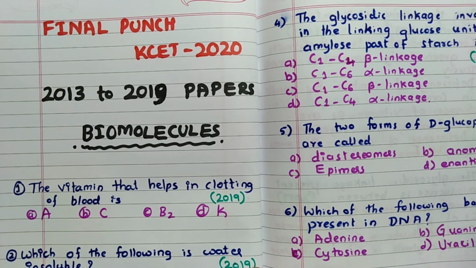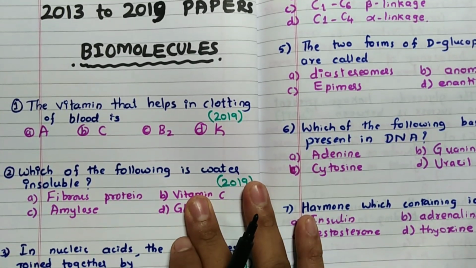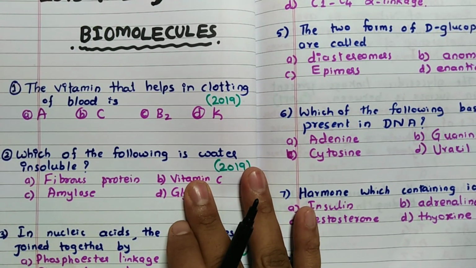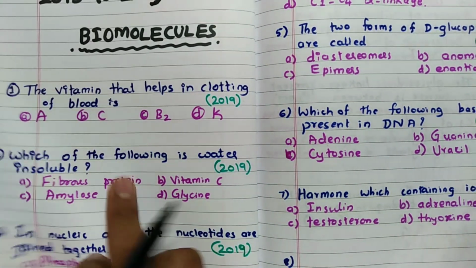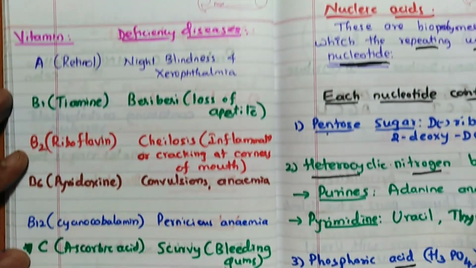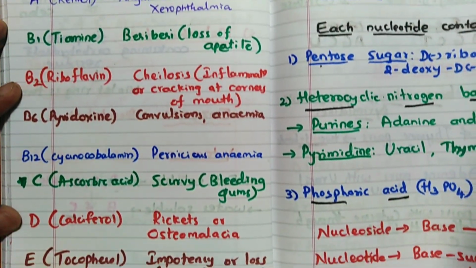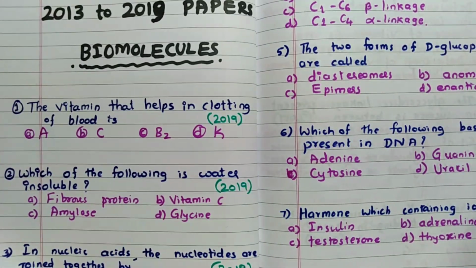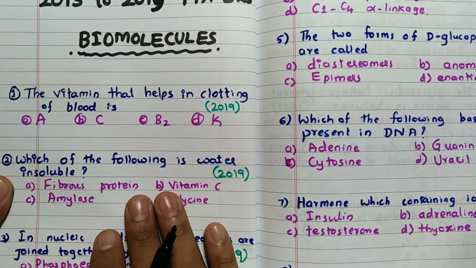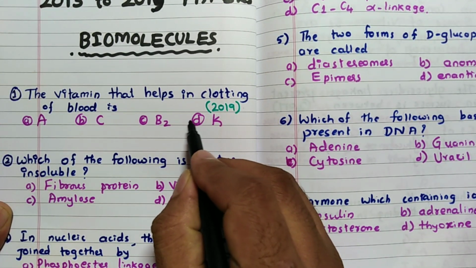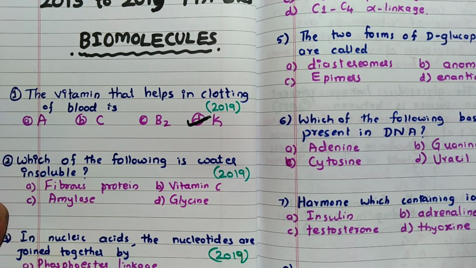Yes, first we'll start with: the vitamin that helps in clotting of blood is. See that table I have given. In the synopsis also I have explained, in that last table. So this table you have to remember. We know that the vitamin that helps in clotting of blood is K. Remember, the vitamin that helps is K.